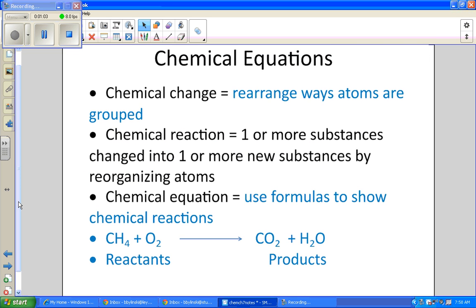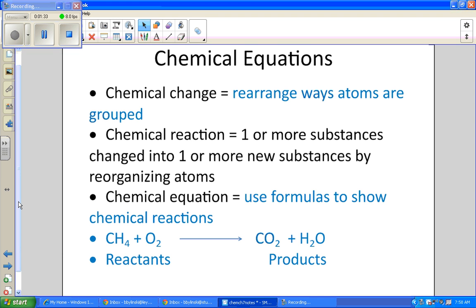Alright, chemical equations. Okay, first thing, chemical change you learned in the very first chapter, and this is just a reminder that you are just rearranging the way atoms are grouped. Okay, you're not creating anything, you're not destroying anything, you are basically rearranging. A chemical reaction itself is one or more substances changed into one or more new substances by what? Reorganizing atoms, which is the same thing as rearranging.